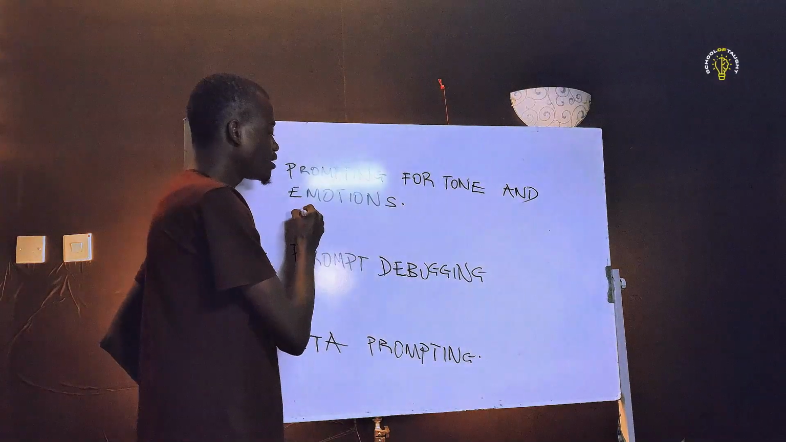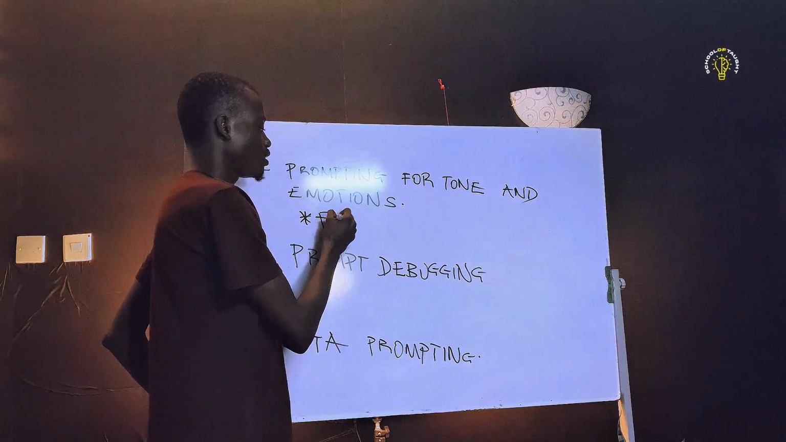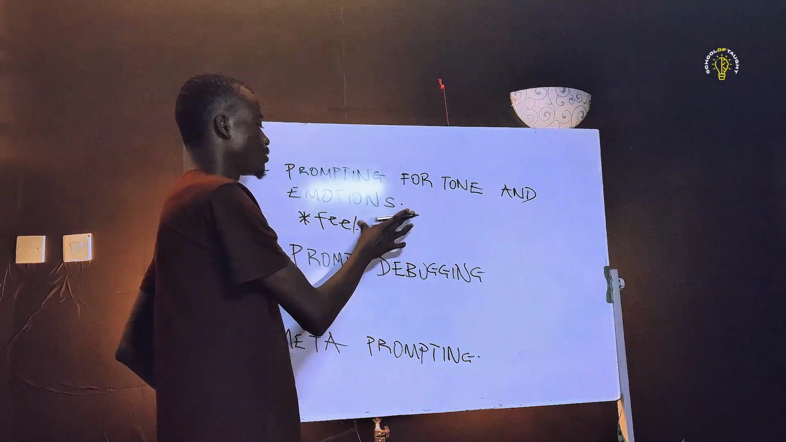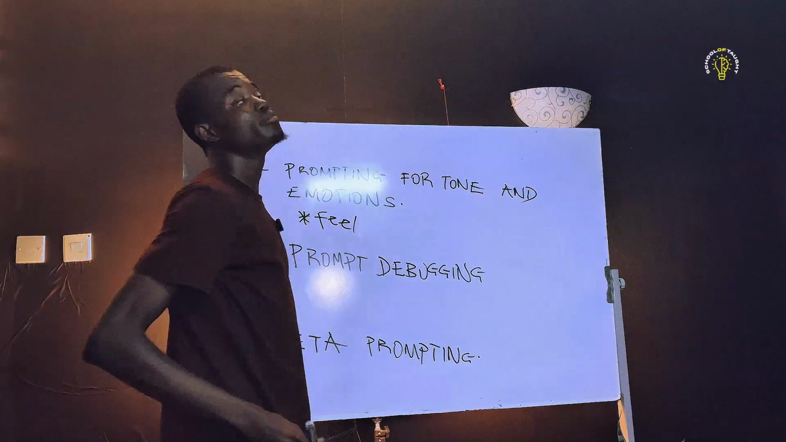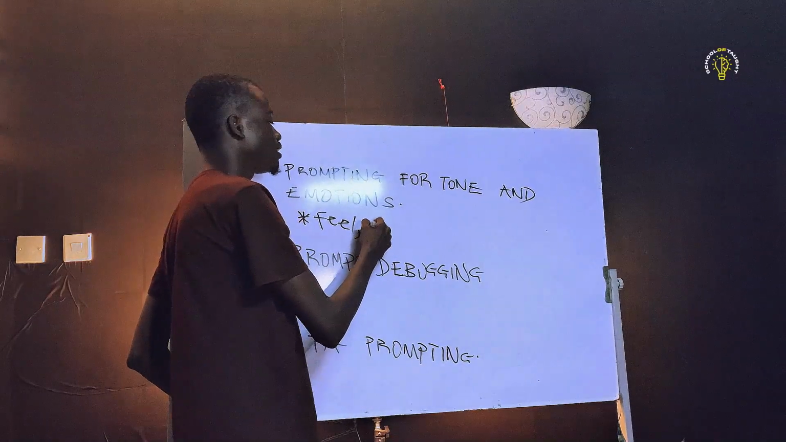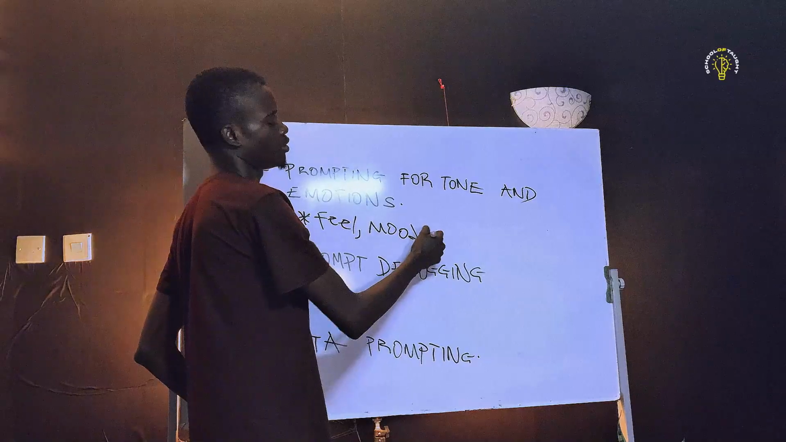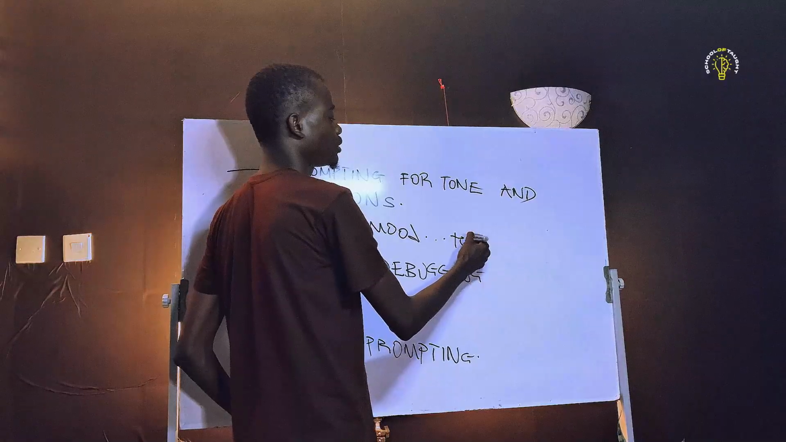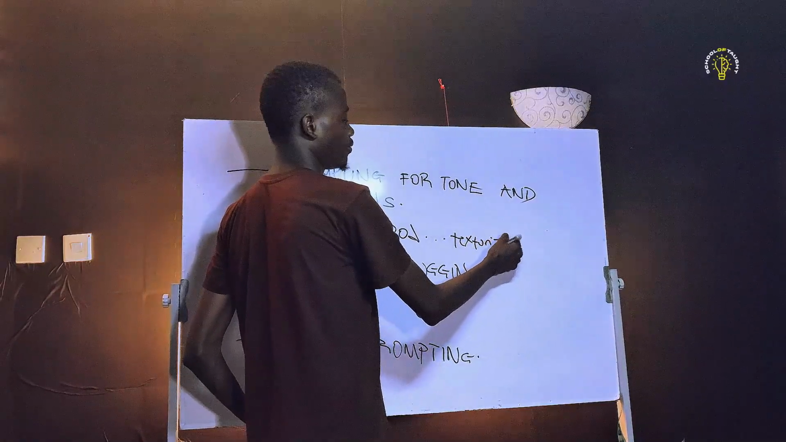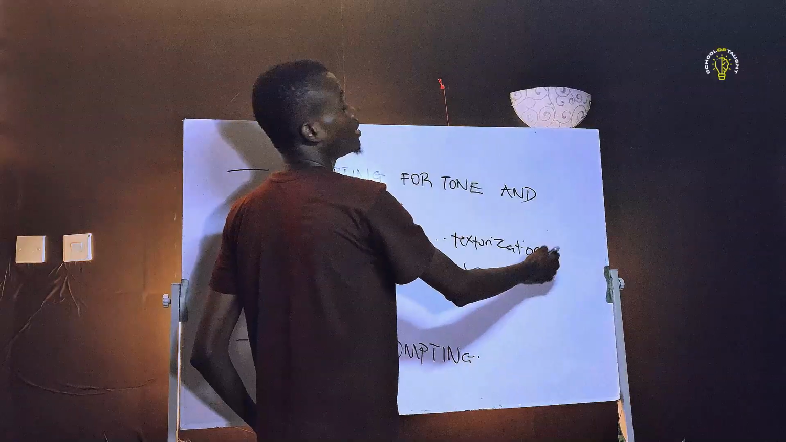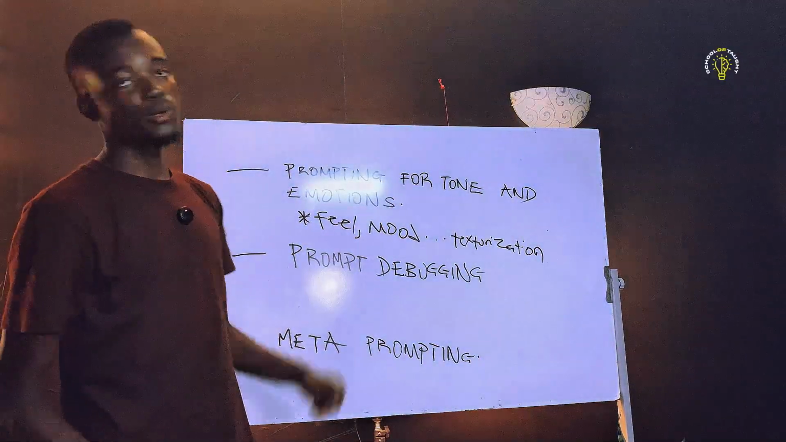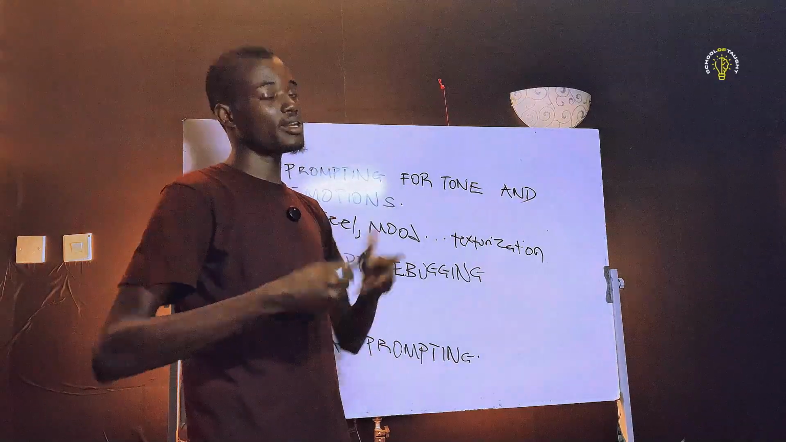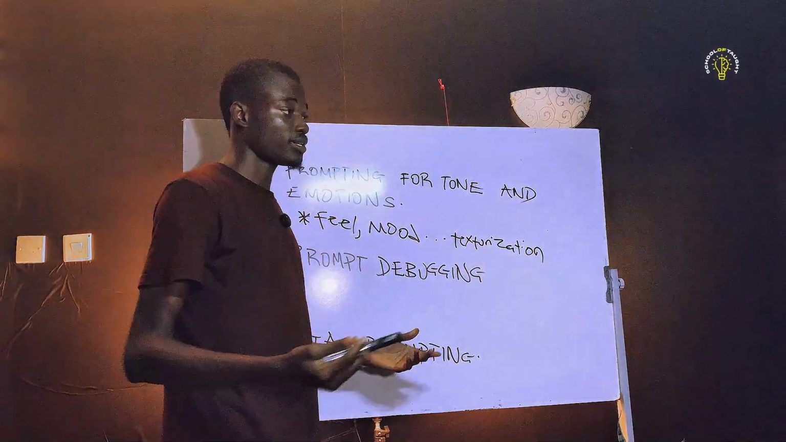So you tell it to feel. Here you're making it feel emotions. You make it feel things. You tell it the mood, it's about feeling, it's about texture. You add texture. You texturize the prompt. This makes it feel like a human. It makes it feel good, if you understand what I mean.